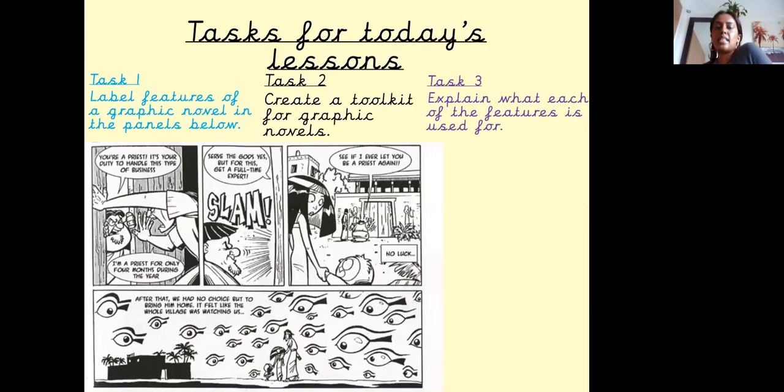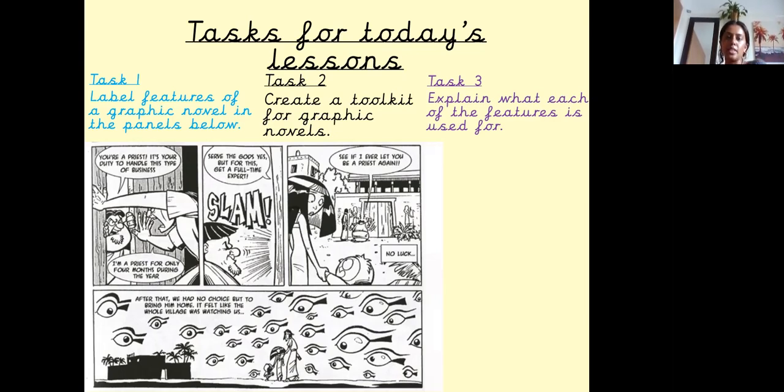So here is your task for today's lesson. Task 1 is to label the features of a graphic novel in the panels below. Or if you can print off a picture of a graphic novel from online and then label those features that we've discussed today. Task number 2 is to create a toolkit for graphic novels. So what things are you going to need to include in your graphic novel? Maybe give some of these examples. So that's task number 3, to explain what each of these features is useful. So I would like everyone to merge task 2 and 3. When you're writing the features of the graphic novel, can you also include a definition of how you're going to use them and examples of them, just to help you.